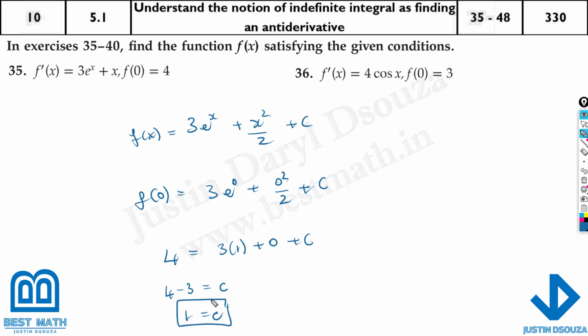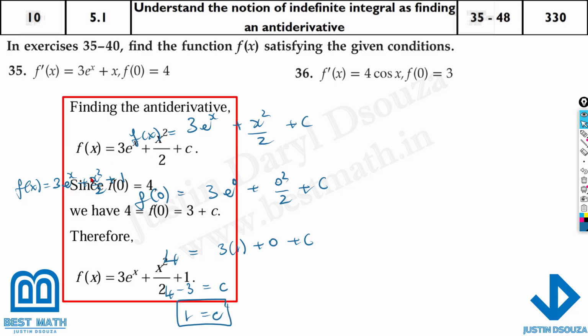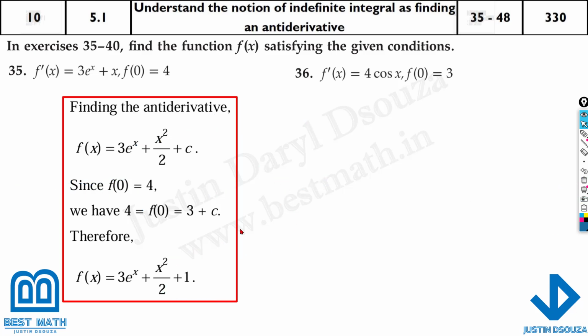So the constant of integration is 1, and the final answer here would be f of x is equal to 3 e to the power x plus x squared by 2. But instead of writing c, what do we write? 1, because they have told us that at the point 0, x is 0 and y is 4. So that will be the final answer. You can see here it's 3 e to the power x plus x squared by 2 plus 1. So that is the method.